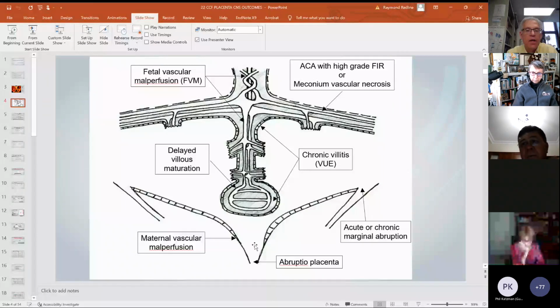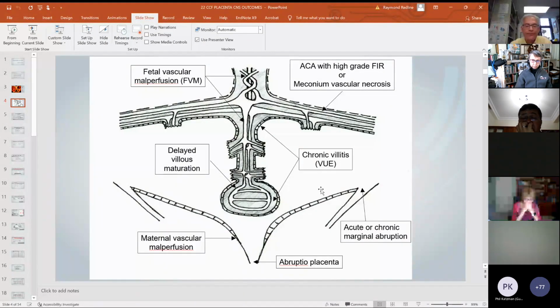That can either be due to arterial disruption, in which case you get an abruptio placenta, which is a sentinel event, or it can be a marginal abruption where just a part of the placenta is detached from its underlying blood supply.